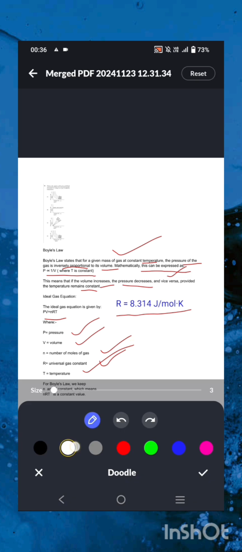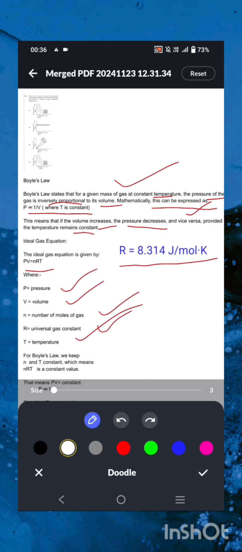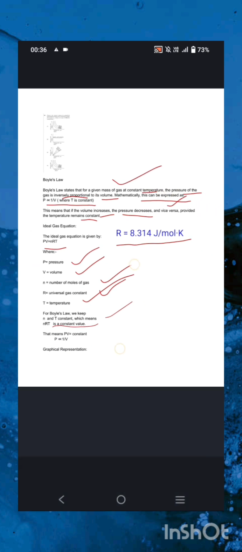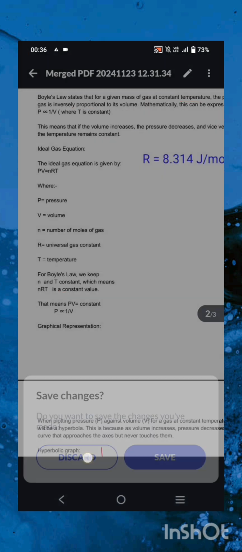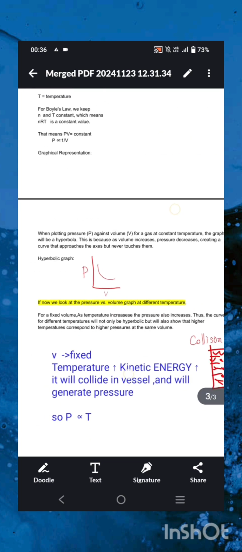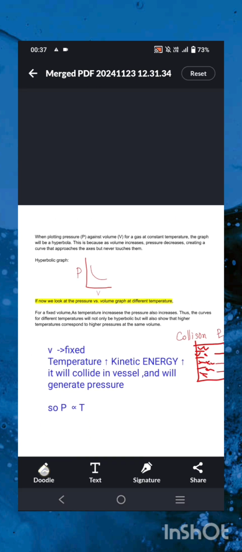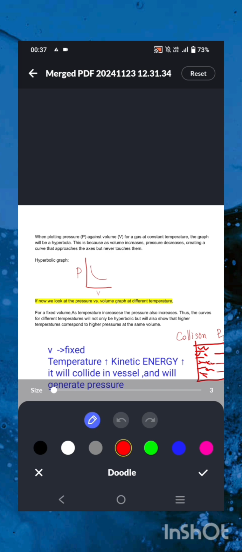Now, the ideal gas equation we can write as PV equals nRT, where P is pressure, V is volume, n is the number of moles of gas, R is the universal gas constant, where R equals 8.314 joule per mole Kelvin, and T is temperature. For Boyle's law, we keep n and T constant, which means nRT is also a constant value. That means PV equals a constant. That means P varies 1 by V, where P is pressure and V is volume.